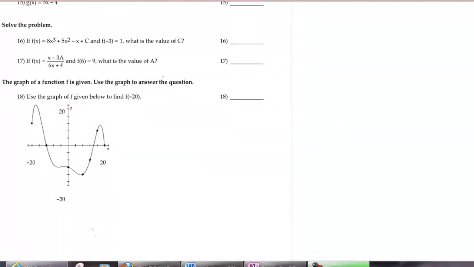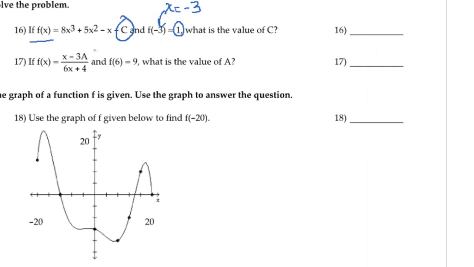Okay, so we're going to talk about a couple of the problems in this practice test, and we'll start with problem number 16. It gives us a function, f of x, and asks us to find the value of c if we know that f of negative 3 equals 1. So you use negative 3 as your x value, substitute it into f, and the 1 is your y value. That's what you get when you substitute negative 3 into the equation.